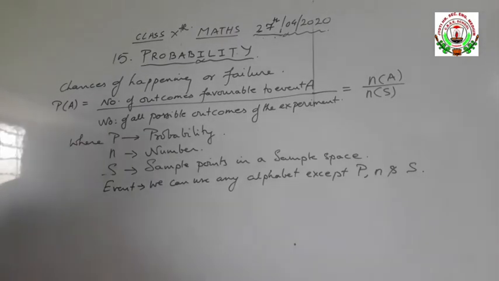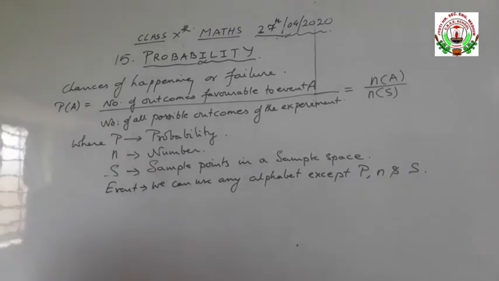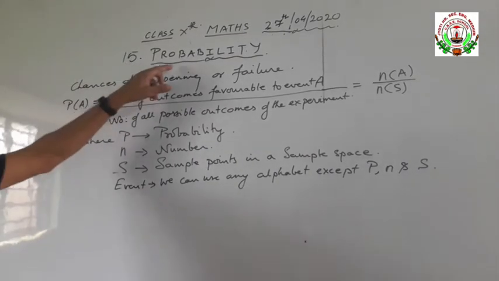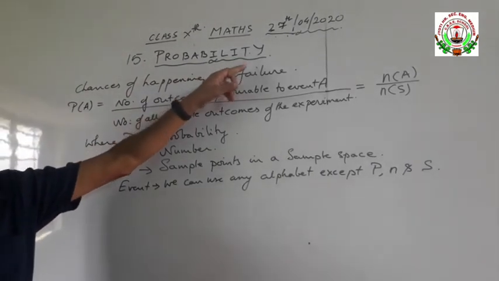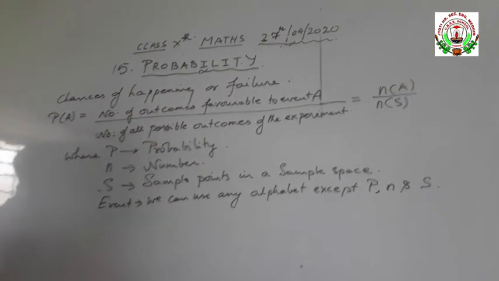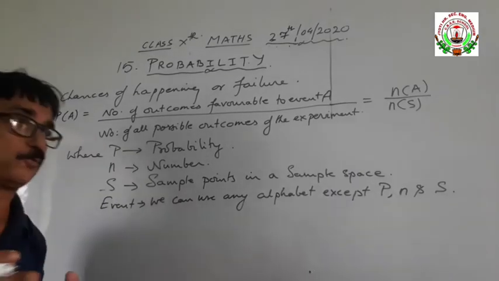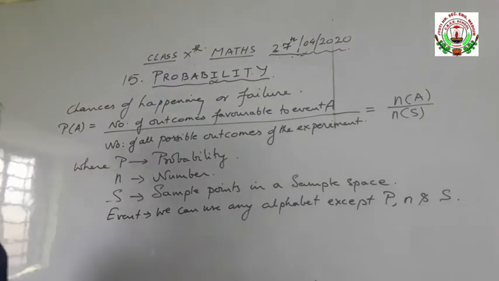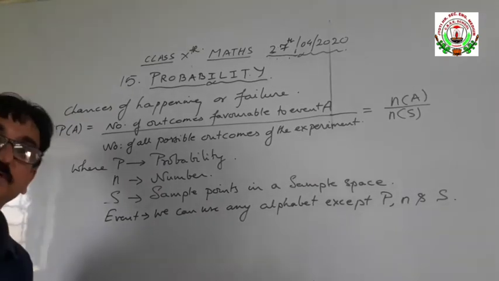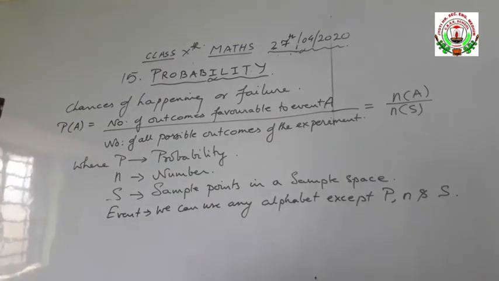So, class 10 students, today I am going to start our third lesson, that is chapter number 15, probability. Last year you must have become familiar with the word probability. In class 9 also you have studied the chapter probability. Probability means chances of happening or failure, may be or may not be.